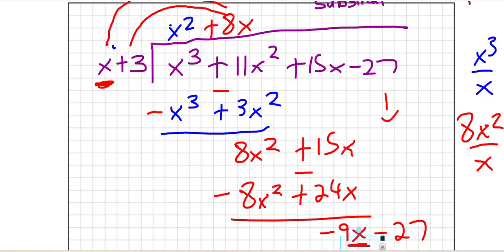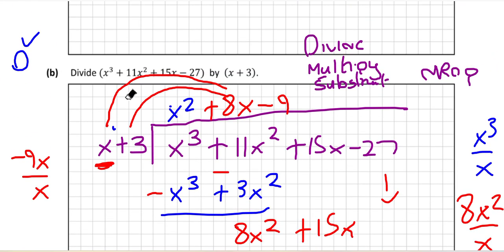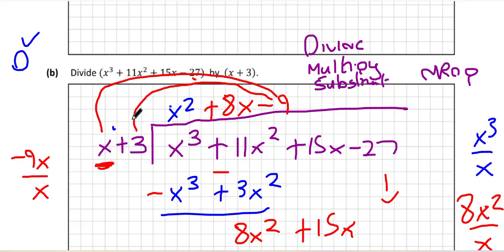And what am I going to say now? Minus 9x divided by x. Minus 9. Okay, once again, we're doing the same thing. What's minus 9x divided by x? We said it was minus 9. And then we did divide. So what comes after divide? Multiply, all right? So we're going to multiply. So I'm going to multiply minus 9 by x and minus 9 by 3.